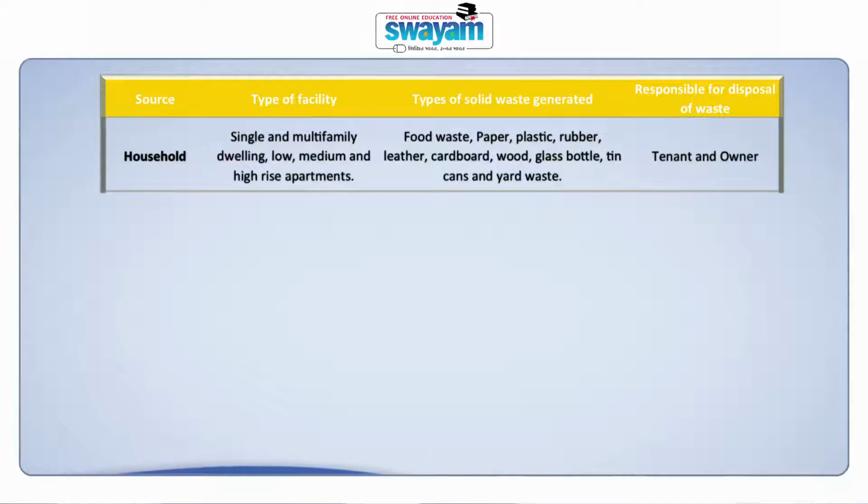So first let us begin with the household waste, household or residential waste. These are generated from a single or multi-family dwelling, from low or high-rise apartments. Now this will generally include food waste, paper, plastic, rubber, cardboard, glass, tin, yard waste, etc. As I told you earlier, the tenant and owners will be responsible for their disposal.